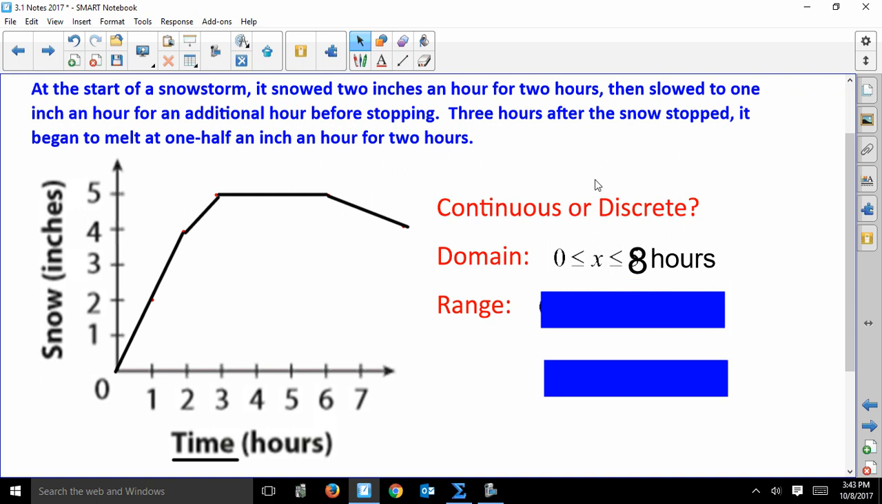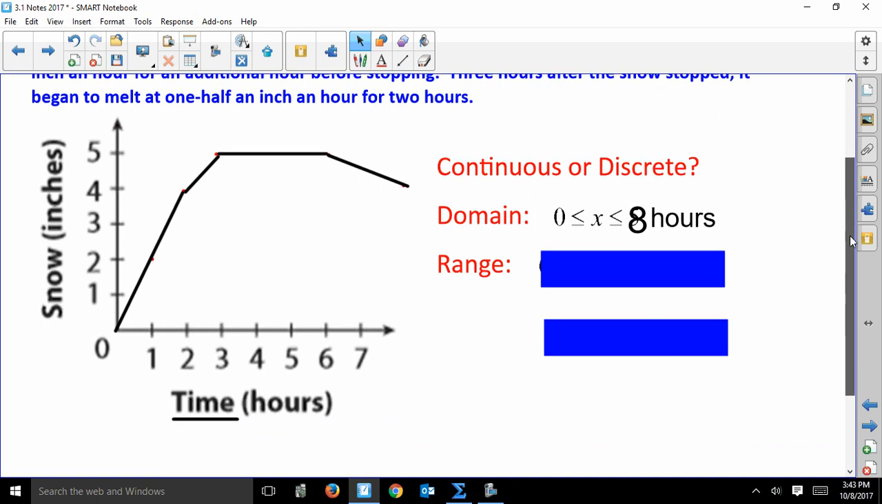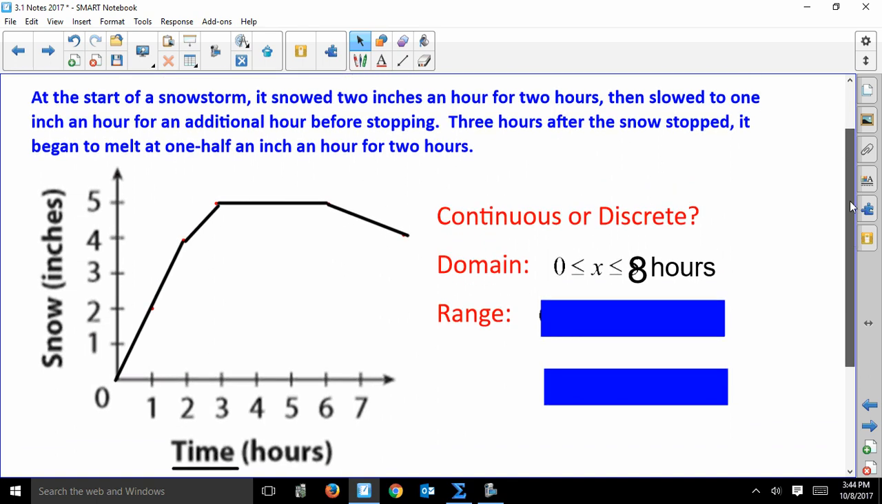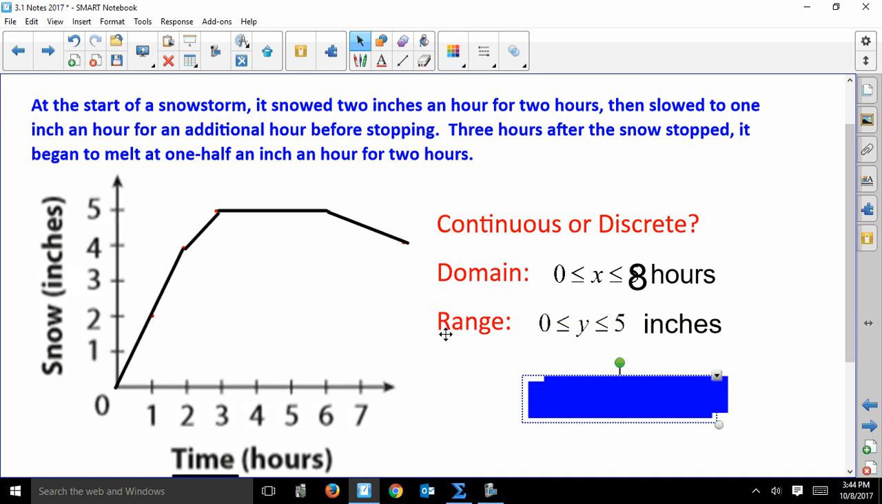Okay, this story is represented by hours 0 through 8. So the domain of this scenario is 0 to 8 hours. What is the range? Well, the range would be the total inches of snow. And notice that we started out with 0 inches of snow all the way to 5 inches of snow. So all possible values of snowfall is 0 to 5 inches.